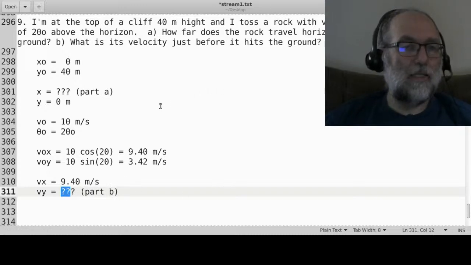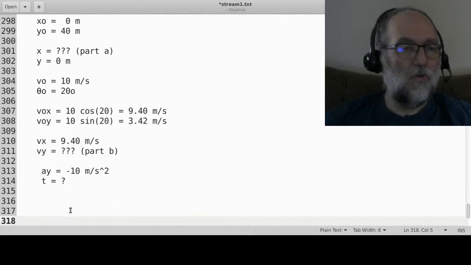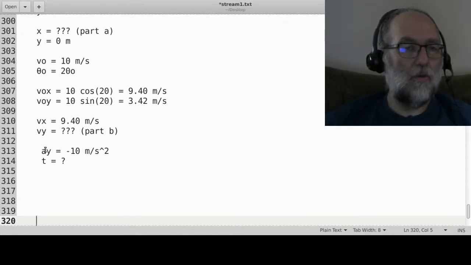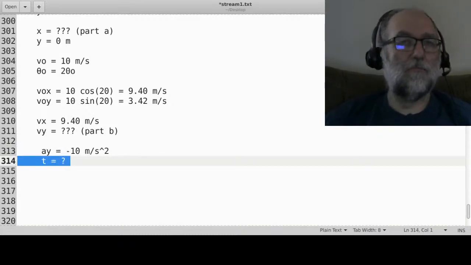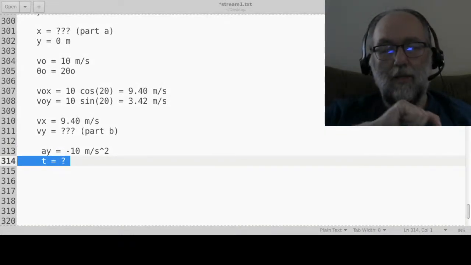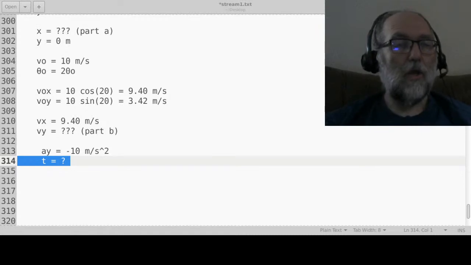And then the only other quantities that we need are the acceleration and the time of flight. The acceleration is purely in the y direction. And I don't know how long this thing is in flight. From when I throw the rock until it lands, there's nothing in the problem that tells me how long it is in flight. So all right, now what?